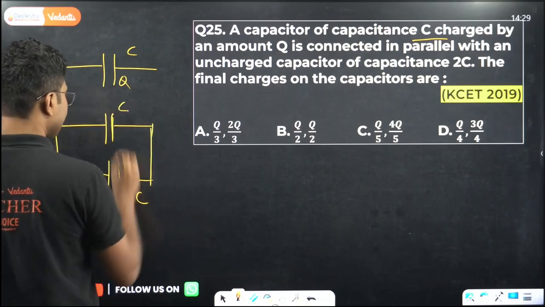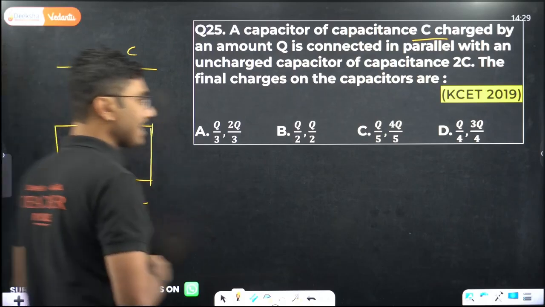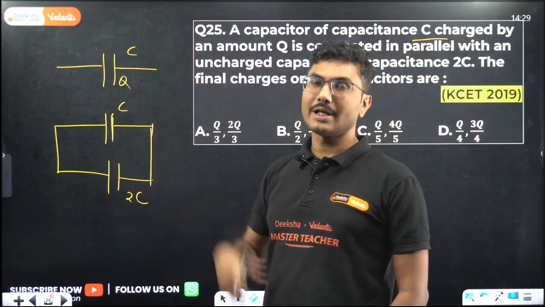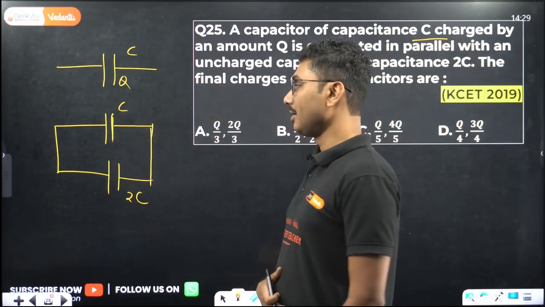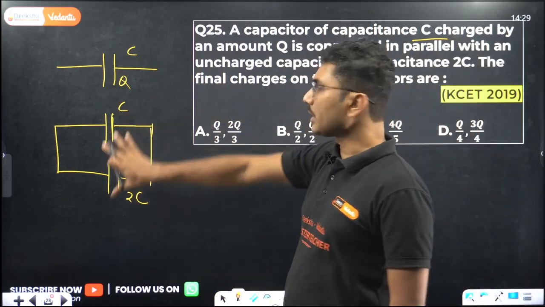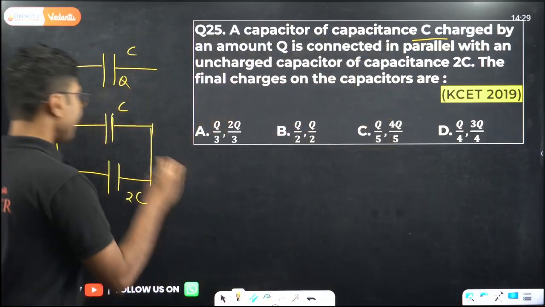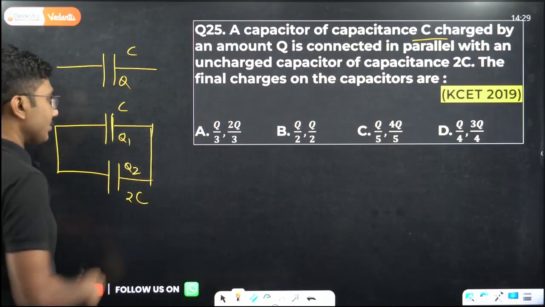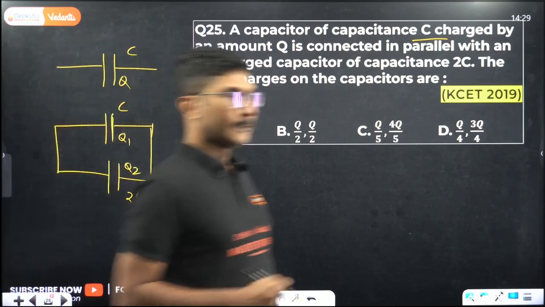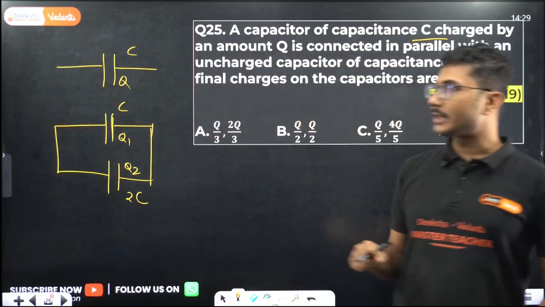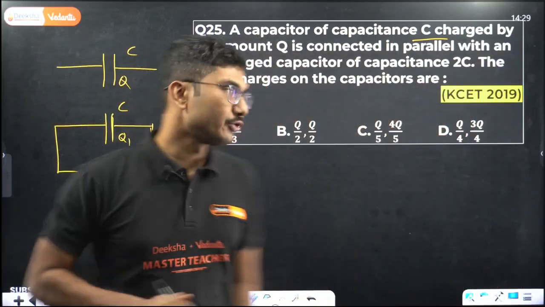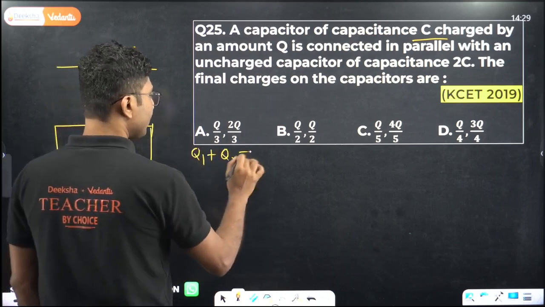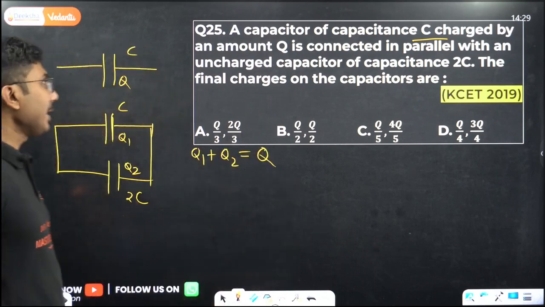So this was C, this is 2C. Now you have to remember that after you connected the uncharged capacitor, it is still an isolated system. So the total charge will be conserved. So if this one has a charge Q1 and this one has a charge Q2, because the total charge is conserved, Q1 plus Q2 should still be Q. Okay. Now what?